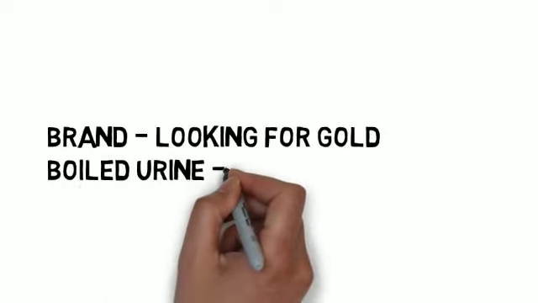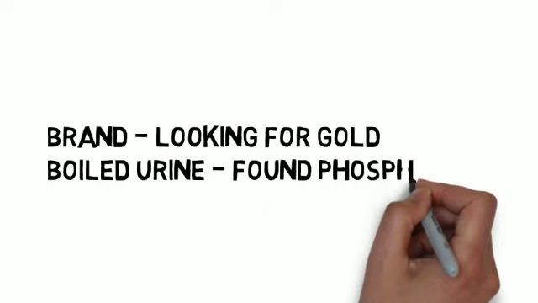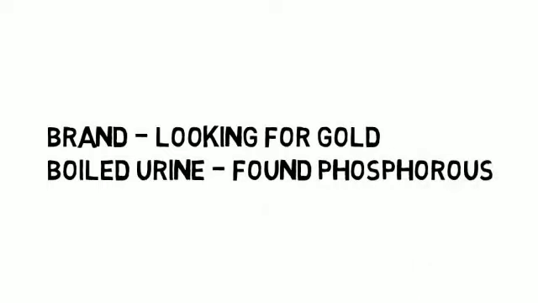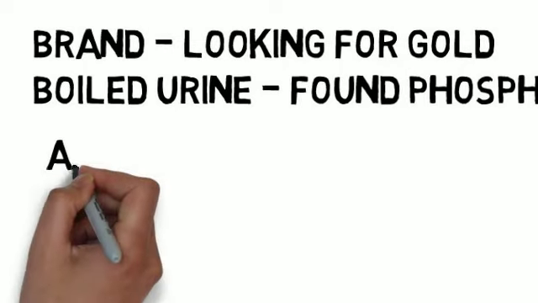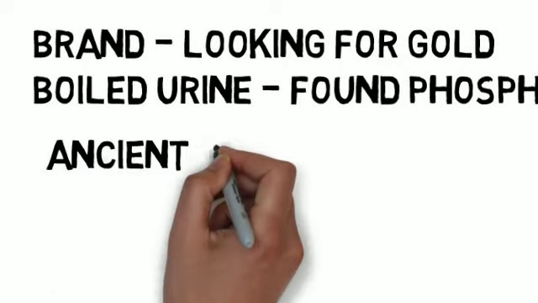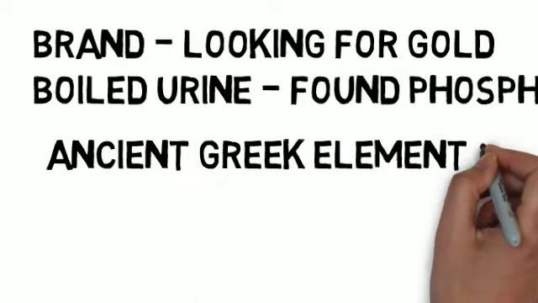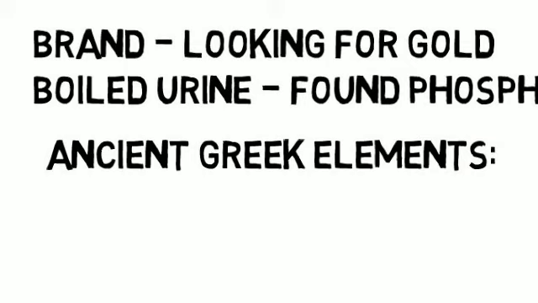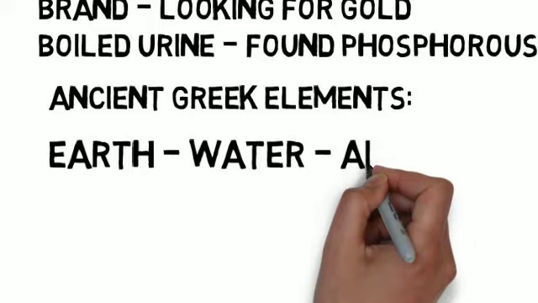So Brand boiled his urine down until he collected a paste and heated the paste to a very high temperature. Eventually, smoke appeared and the material burned brightly and violently. Brand had unknowingly isolated phosphorus from his urine. It was the first time anyone had discovered an element, but he didn't really understand what he had done. At the time of Brand, the concept of an element had not been discovered. Instead, ancient Greek principles of objects being composed of earth, water, air, and fire were predominant.